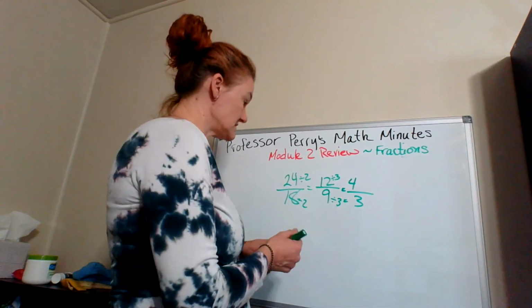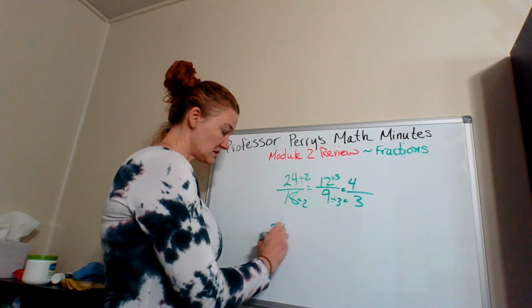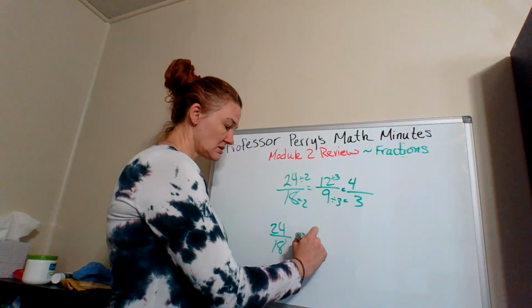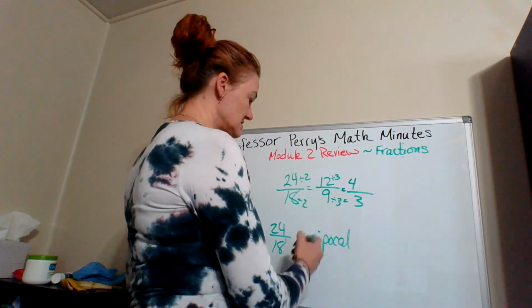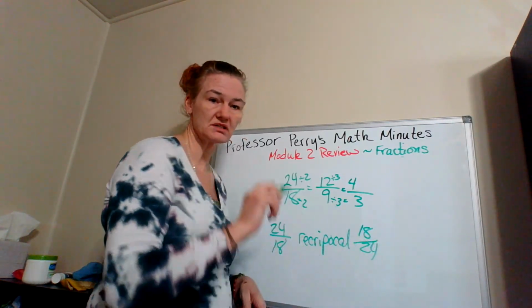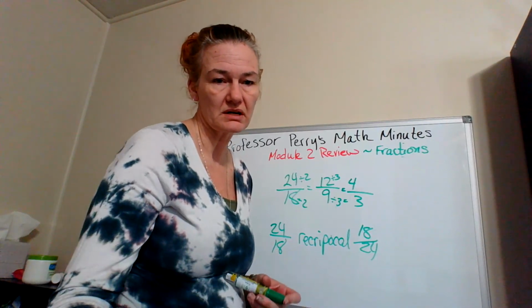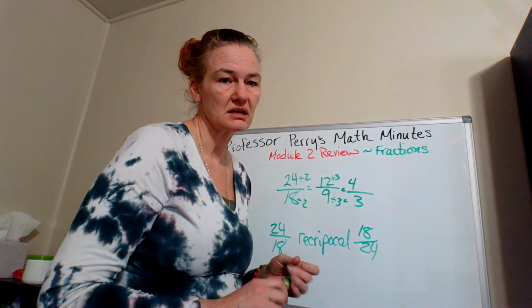And then, of course, the reciprocal, remember, if I have 24/18, the reciprocal, I'm not into spelling today, would be 18/24. Just flip it for the reciprocal. Convert, we already did that. And I think that's it.